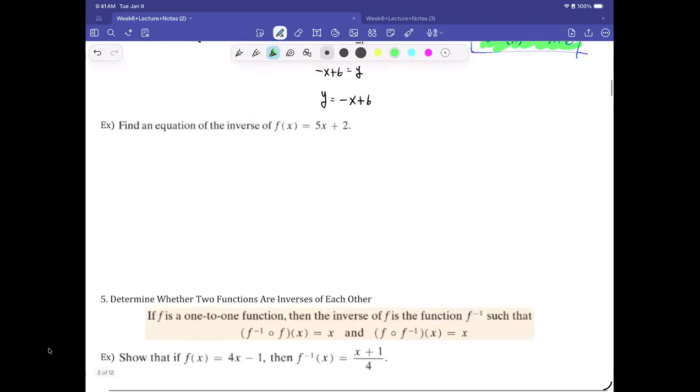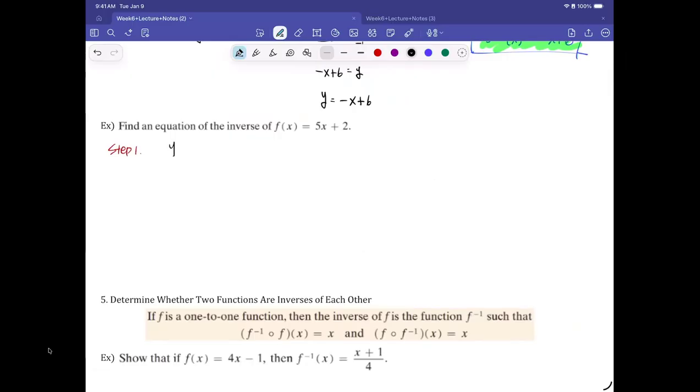Same as the second example. Step number 1, you have to replace f of x with y. And then step number 2, you have to interchange x and y, right? So it'll be x is equal to 5y plus 2.